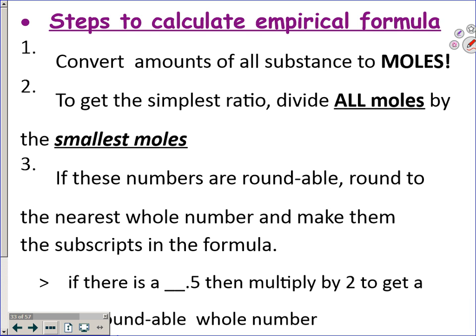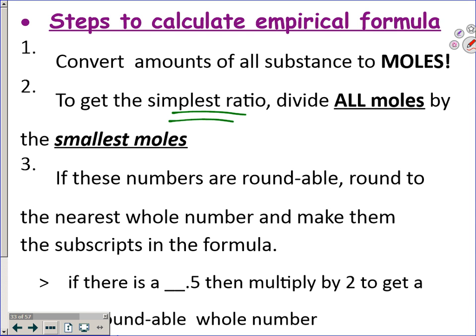So if I read those rules, I would say, okay, get to moles. Very first step. Whatever I've got, I can give you grams, or I can give you percents, or I can give you formula units. Get to moles. Next step, look at all the moles you got. Choose the smallest. Divide all of them by the smallest moles. When I am doing that process of dividing by the smallest moles, I am getting a ratio. That's what I'm actually doing, is I'm getting that ratio.